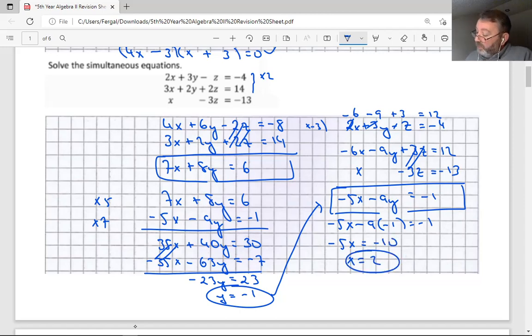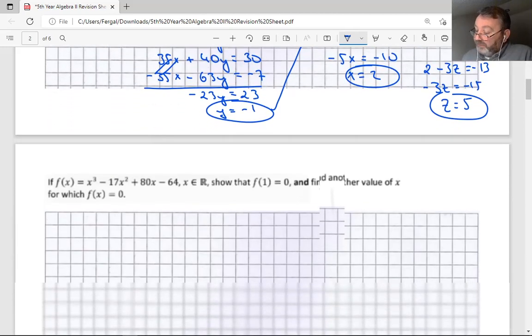And then you take both of those back to one of the original equations up here. And look, let's use this one. That's very easy because we know what x is. So I'm going to take x all the way back up to the third equation, which tells me that 2 minus 3z is equal to minus 13. So minus 3z is equal to minus 15. So z is equal to 5. And there's your x, y, and z.